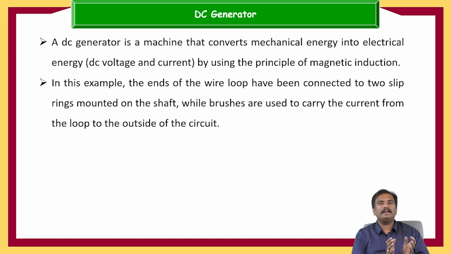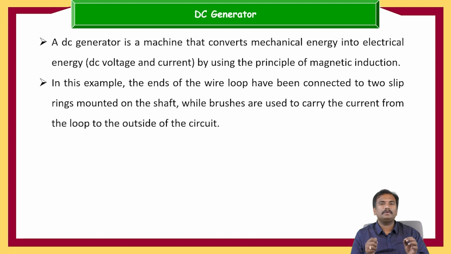So here one thing which is required in the generators is the magnetic field, and the second thing which is required is the conductors. In order to get the magnetic field, we have to use either permanent magnets or electromagnets. An electromagnet is a magnet which is going to produce the flux once the supply is given.